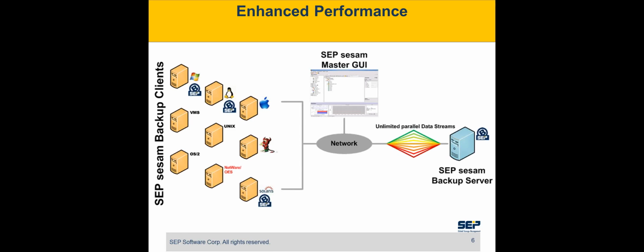They didn't bond any Ethernet ports. They didn't change any switches. They didn't increase their bandwidth. I mean, they really did nothing except change their backup software, and they enabled our multi-stream technology, so they were using 16 streams of data to simultaneously write to a tape library.